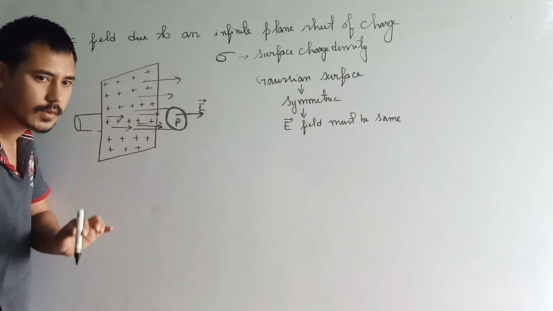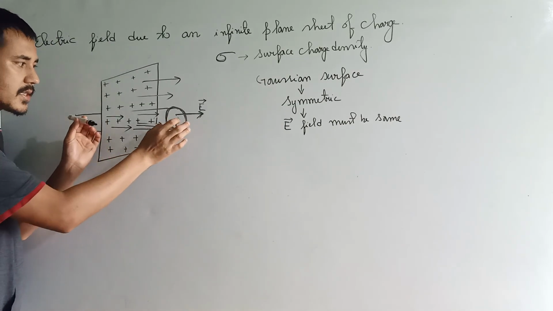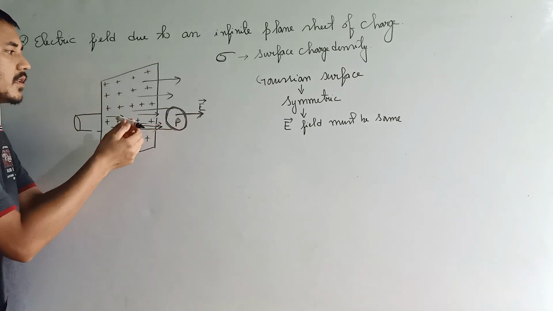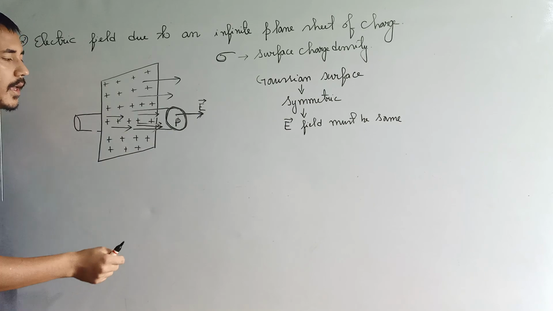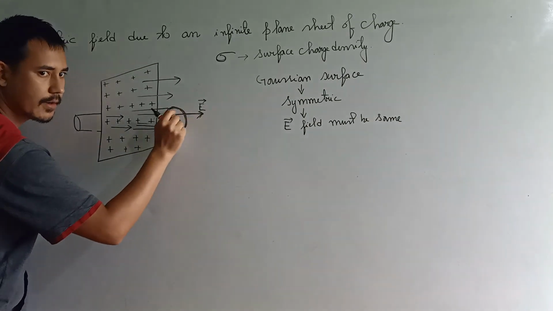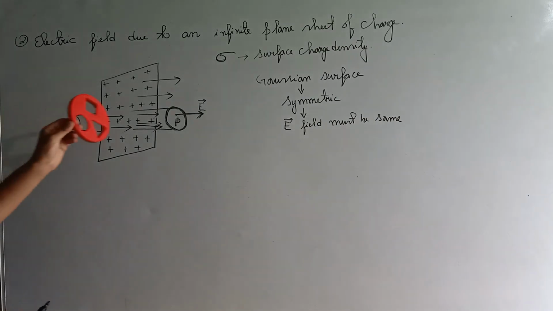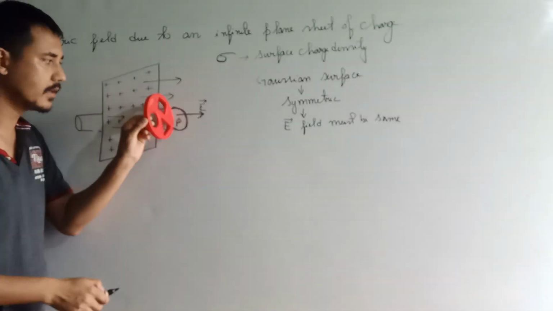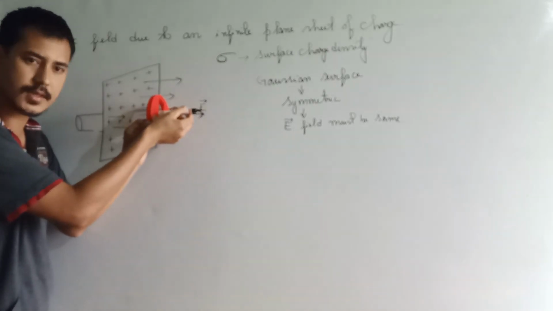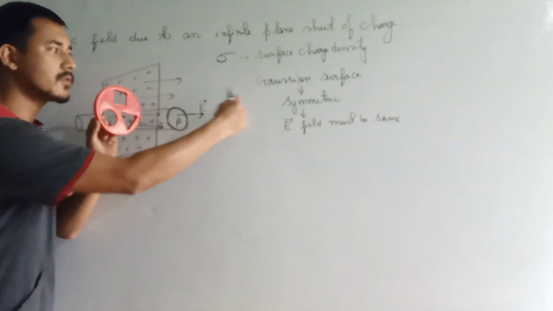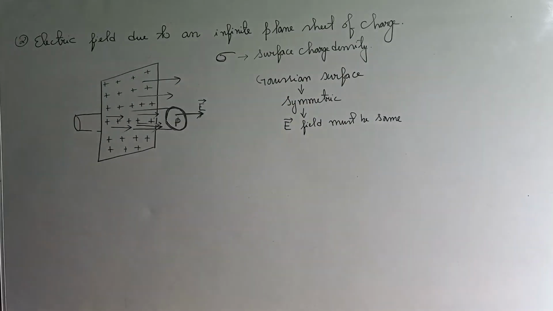So the angle between them will be 90 degrees. For this surface, for this area of cross section, the electric field is acting in this direction, and the area vector is also in the same direction. Is it okay? Now you see your area of cross section of the cylinder is like this, right? The area vector is always perpendicular to the surface, outwards, and the electric field is also in the same direction, so the angle between them will be 0 degree.